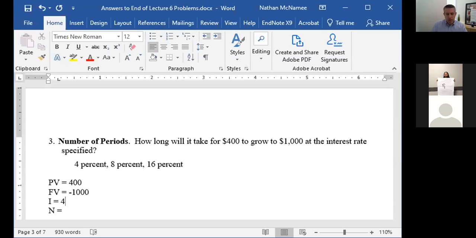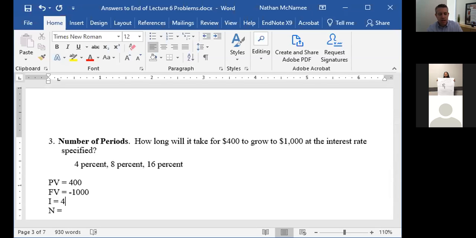Okay, so let's use our calculators. Don't forget to clear time value of money registers. So 400 is present value, 1,000. And don't hit the negative button. You have to hit the plus/minus button to change the sign. So don't hit subtract, hit plus minus. And that is our future value is negative 1,000. And then 4 is our I.